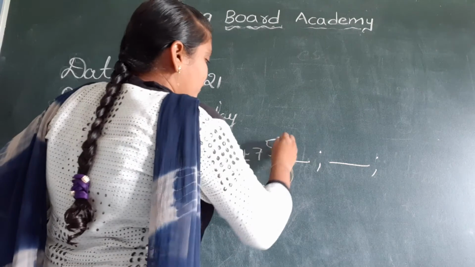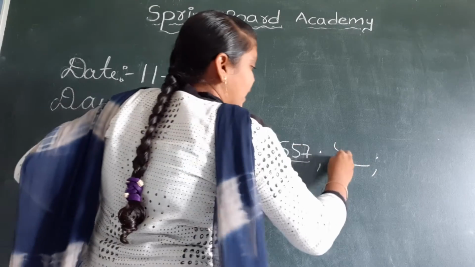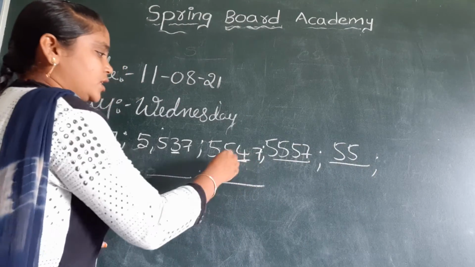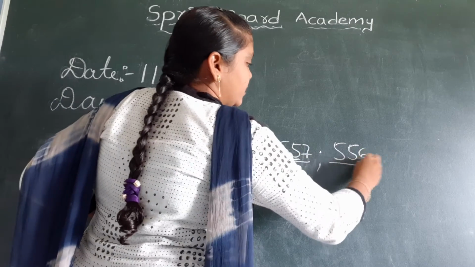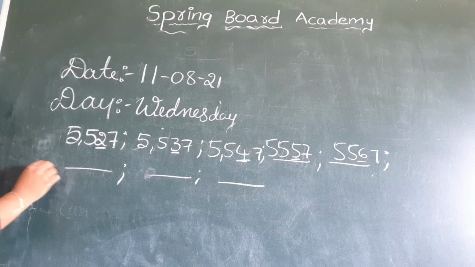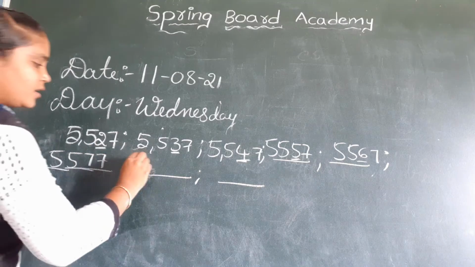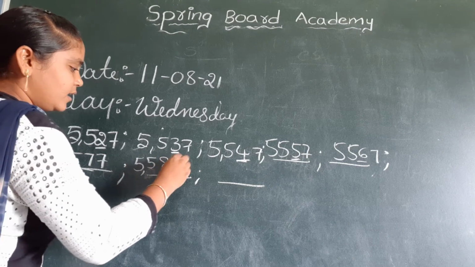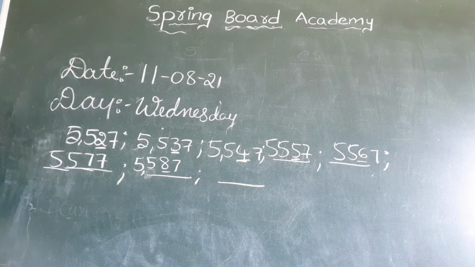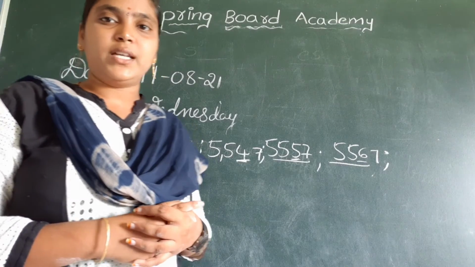So now here 5557, then 5567, and here 5577, then 5587. Like that you have to write, children. Here the number is increasing by tens. So you just have to increase the tens place of the digit.